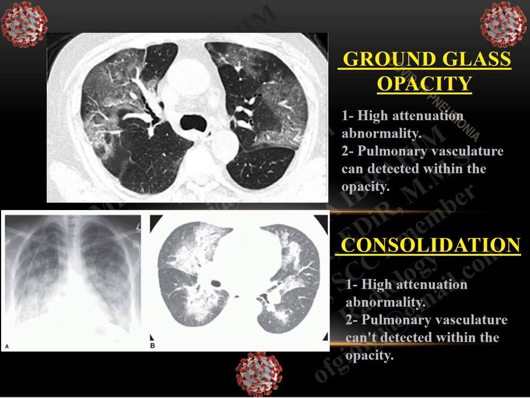And this is how to differentiate ground glass opacity, where you can see the vessels through the opacity, from consolidation, where the vessels cannot be differentiated. Instead, there is air bronchogram, which appears clearly due to the high opacity, and the consolidations also appear in the frontal chest radiogram.